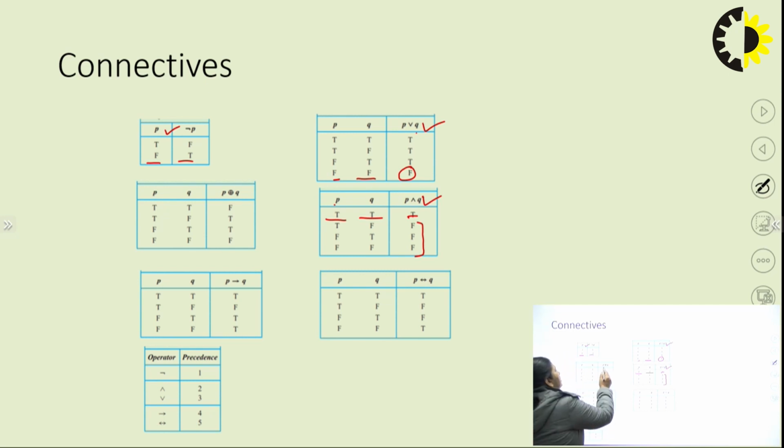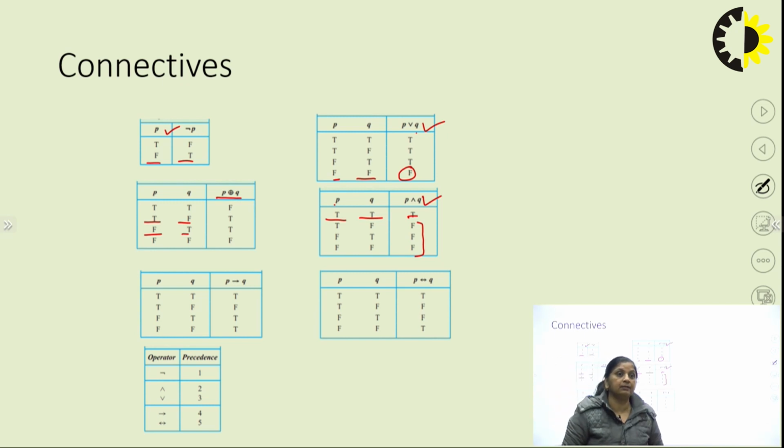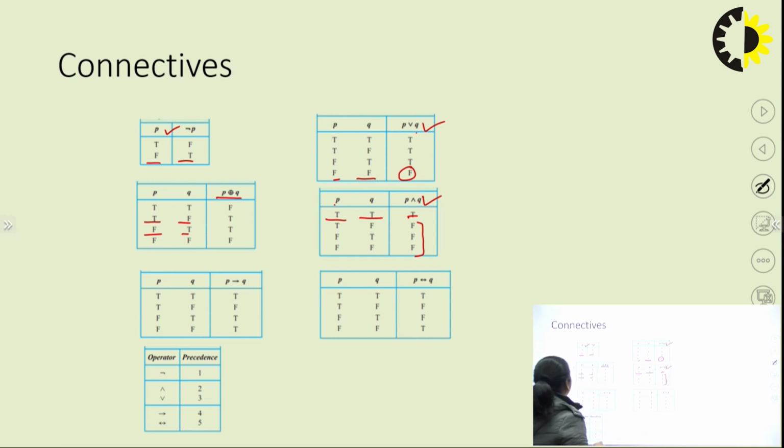Another connective is exclusive OR. What is exclusive OR? Exclusive OR is true when both the propositions are different. It means if one is true and another is false, then the exclusive OR connective is true. If both are the same, that is either both true or both false, then the exclusive OR connective will be false. Now, these are basic connectives.